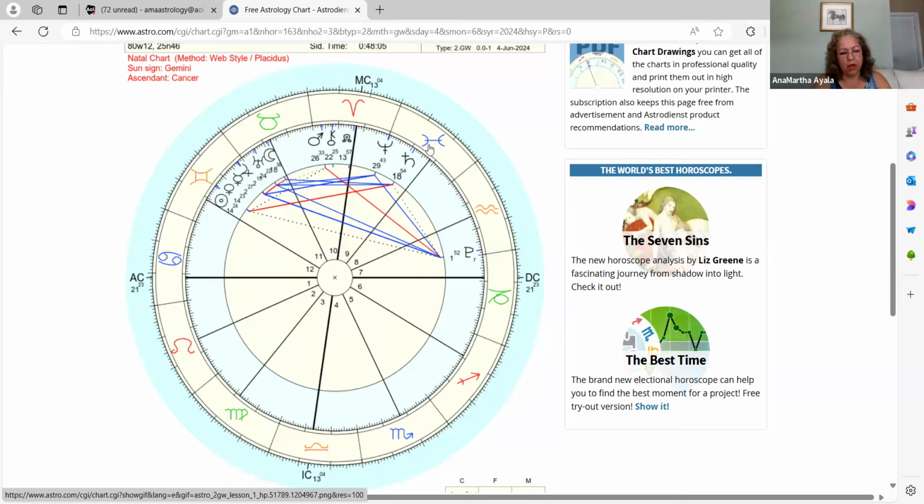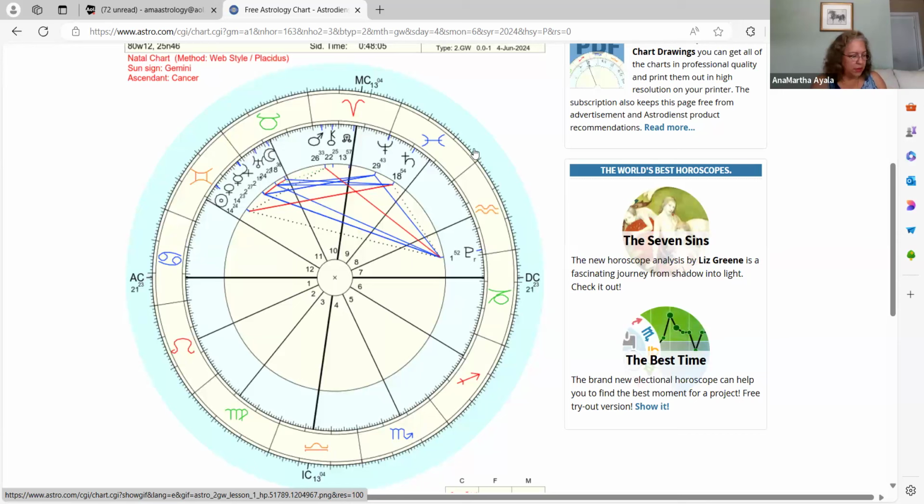Now, people with a lot of planets in water signs, they have a lot of intuition. They have that little psychic thing going on. They're very emotional, very sensitive, very empathetic, but they're also prone to having more addictions. People with a lot of planets in water signs can also have a lot of addictions, unfortunately. So, like I said, those are Cancer, Scorpio, and Pisces.